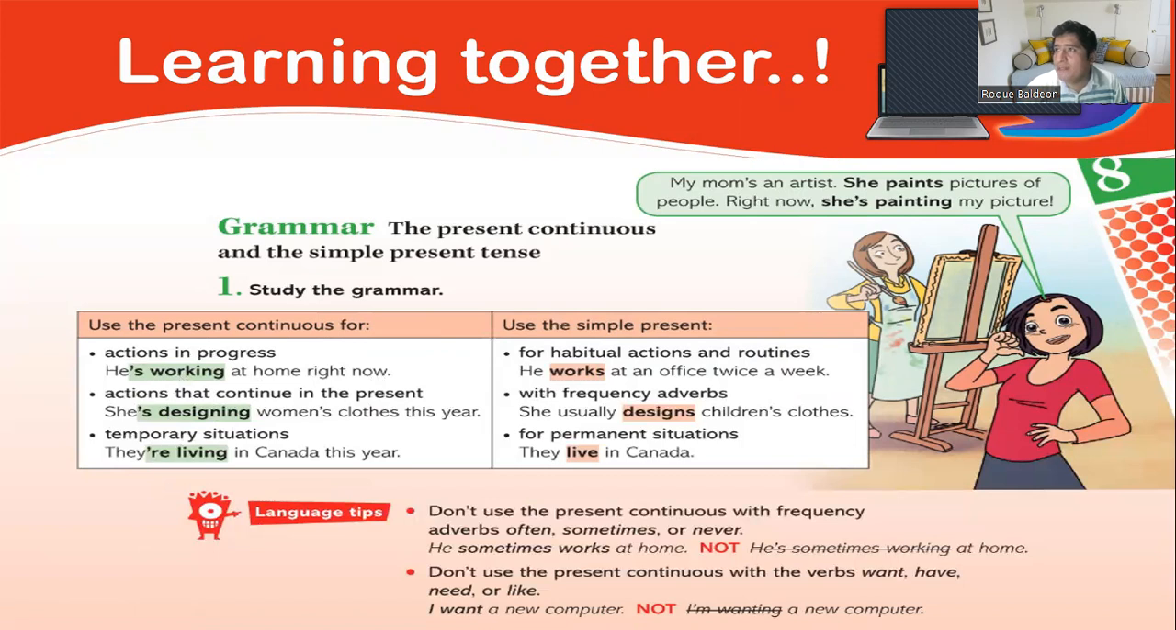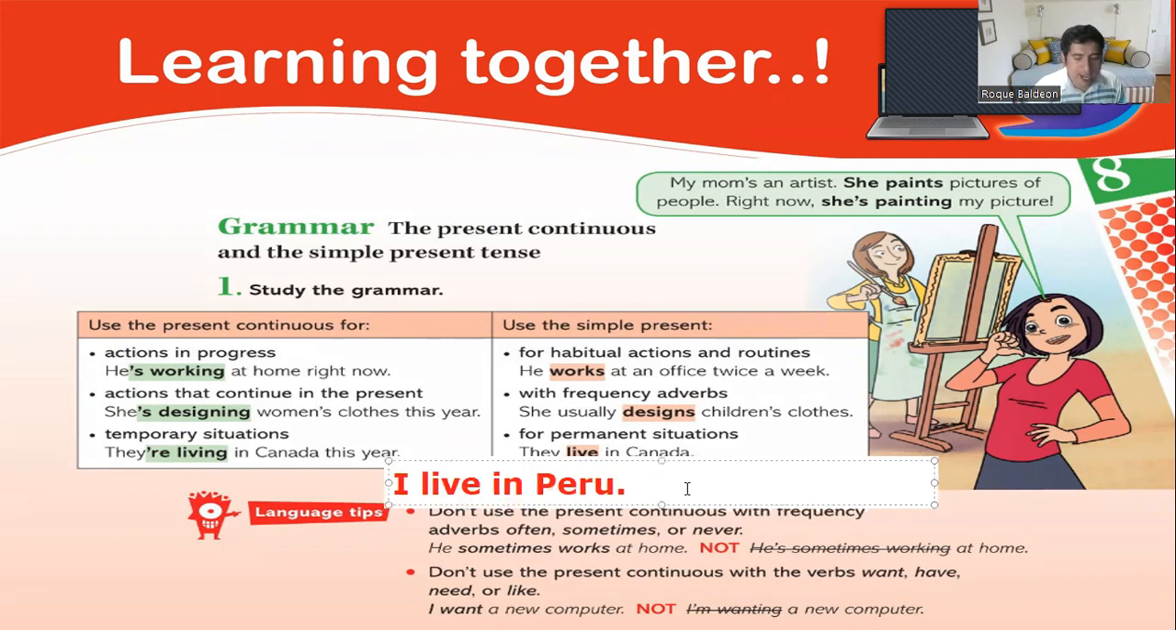Vos tienes que decir, for example, si ahorita estás viviendo en Perú, vos dices, I live in Peru. Okay, check. Vamos a cambiar de color. For example, right now, students, you live in Peru, ¿verdad? I live in Peru. Good. Pero ¿qué pasaría, teacher, si me cambio de country? Si me voy a Portugal. Entonces yo digo like this.